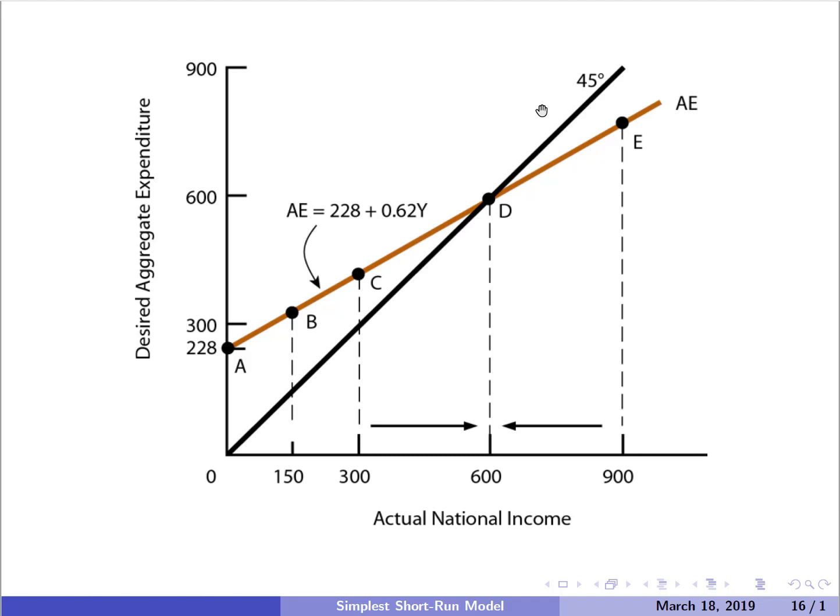Next, we have to talk about changes in equilibrium. So what happens when something in capital A changes, and what happens if something in Z changes.